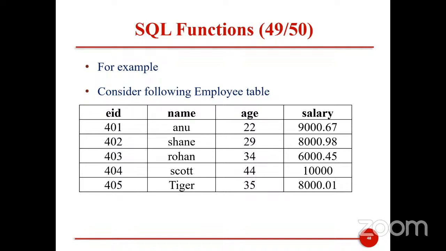Since 0.67, the 7 is more than 0.5, it will add 1 to this, then it becomes 9,000.7. This one will become what? It depends on the decimal places. If you put 0, you want to round to 0 decimal places. Since this is 0.67, it will add 1 to this. It becomes 9,001. This one becomes 8,001. This one remains 6,000, 1,000, and this one remains 800.